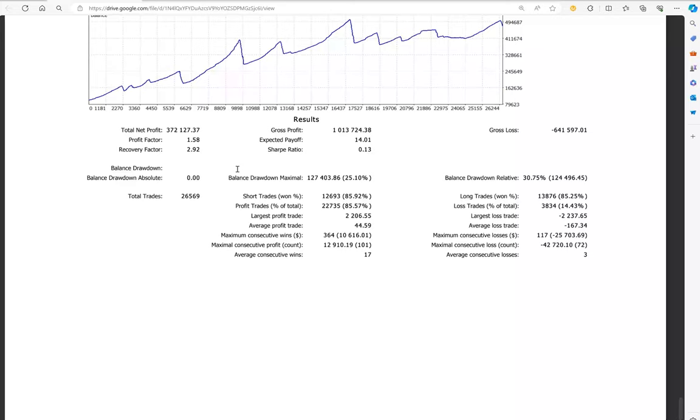You can see the total number of trades is more than 26,569. Average profit and loss ratio is 44 to 167, but the profit trade percentage is 85, which is quite good. So the complete statement will be given in the YouTube description for more details, and thank you so much for connecting.